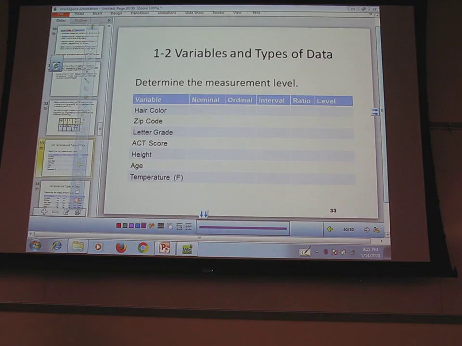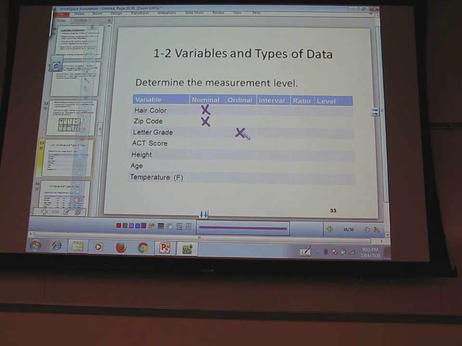So, hair color. Is hair color ranked? No, so it's just nominal. Yep. Zip code, is that ranked? No, so it's also just nominal. Letter grade, is that ranked? Yes. So it's at least ordinal. Is the difference between an A and a B always the same? No. So that's going to be just ordinal. Everybody on board with that?